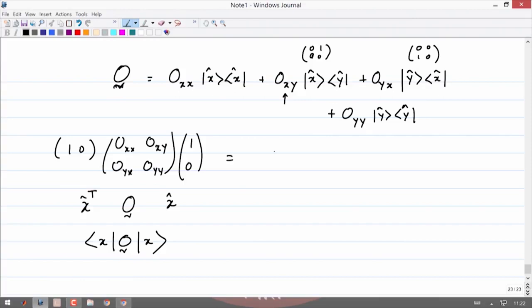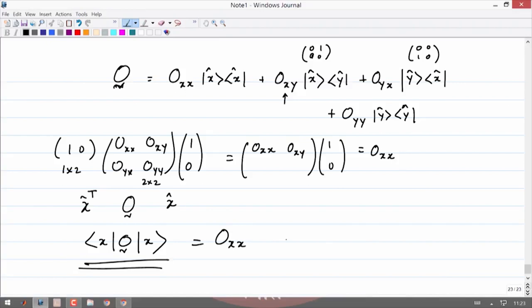If you do the matrix multiplication, it immediately gives you this answer. You can do the first one, 1 0 multiplying O XX will give you O XX, and then 1 0 multiplying the second column. So, this is 1 by 2, and this is 2 by 2, so you will get 1 by 2. Multiplying the second row will give you O XY, and this multiplied by 1 0 on the right gives you O XX. So, this quantity O XX is known as the matrix element. In this case, it is known as the XX matrix element of the operator O.